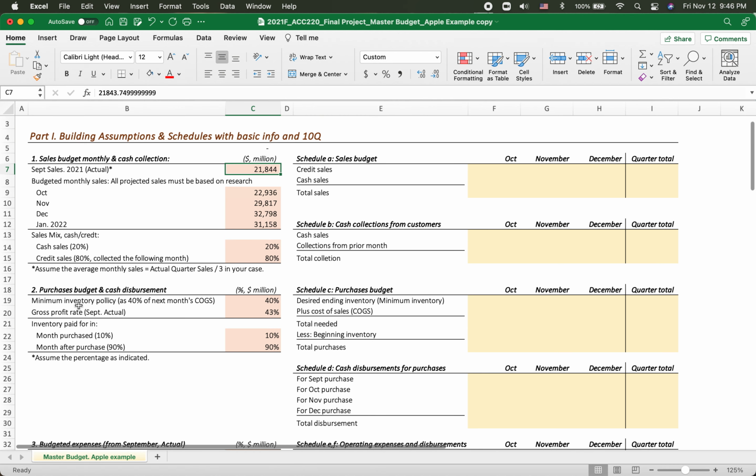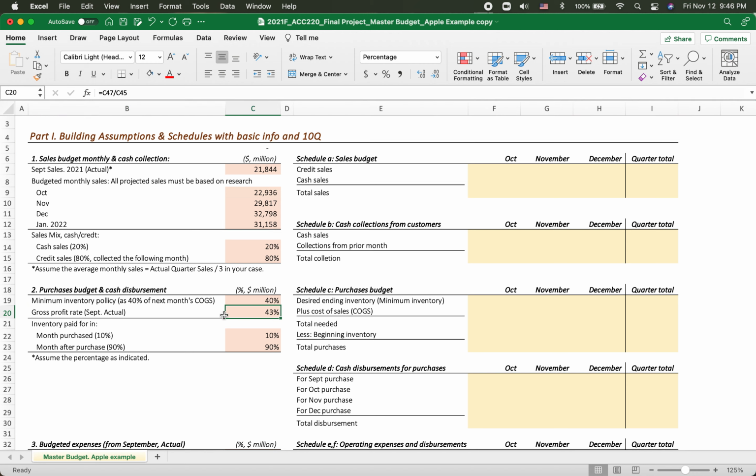Then the budgeted purchases and cash disbursements. As we learned in the classroom, all companies have a minimum inventory policy. If you find this policy as a percentage in the 10Q or somewhere, then you can use it, but you can simply assume 40% of the next month's cost of goods sold is the minimum inventory policy.